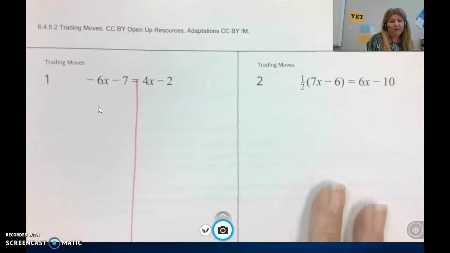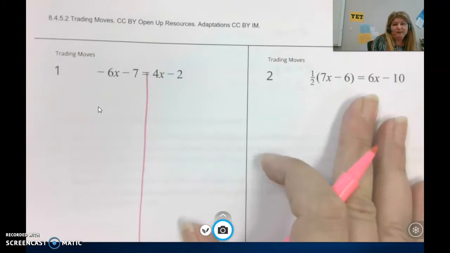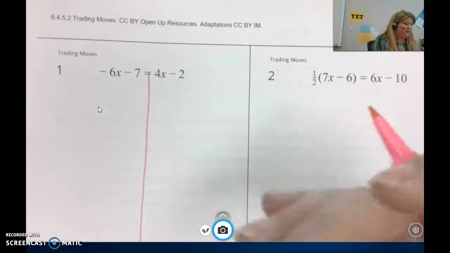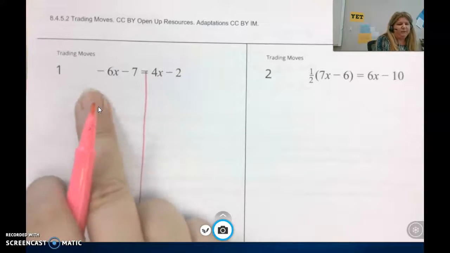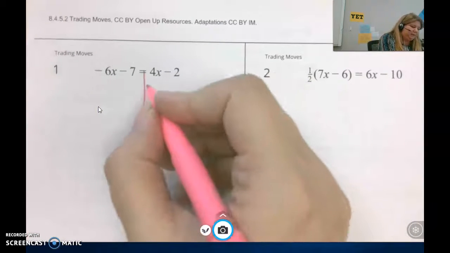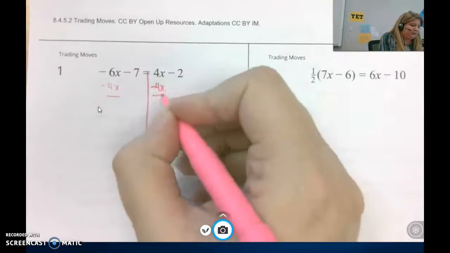Alright, so for the first one, I need all of my variables on one side of the equation and all of my constants, which are just numbers, on the other side. And we've talked about this before. I prefer to put my variables on the left side if possible. It's not necessary, that's just my personal preference.